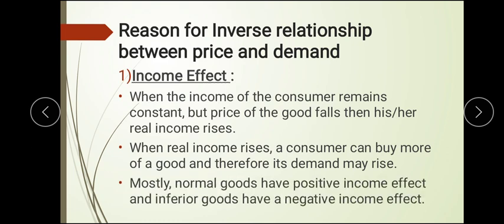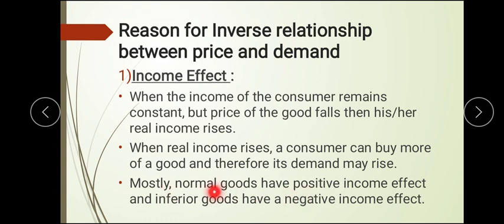Yes, then you find that mostly normal goods have a positive effect. Whenever normal goods are purchased, like mango is a normal good, when that particular price falls, you try to purchase more, or when your income rises, you try to purchase more of that particular good. So it shows the positive effect. When income rises, normal goods are purchased more. If the price of that normal good reduces, the person purchases more of that product.